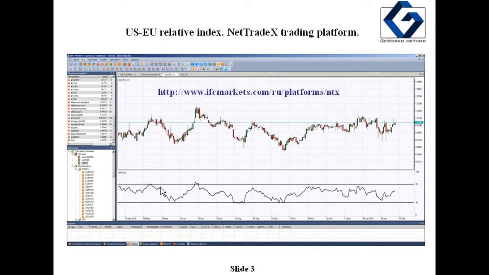Okay, a relative value of these two indicators can be created graphically in the NetTradix platform. You can download NetTradix via the IFC Markets website. You can also apply standard tools of technical analysis to the created chart. For example, here you can see the RSI signal line, and NetTradix was used here to form a personal macroeconomic index.